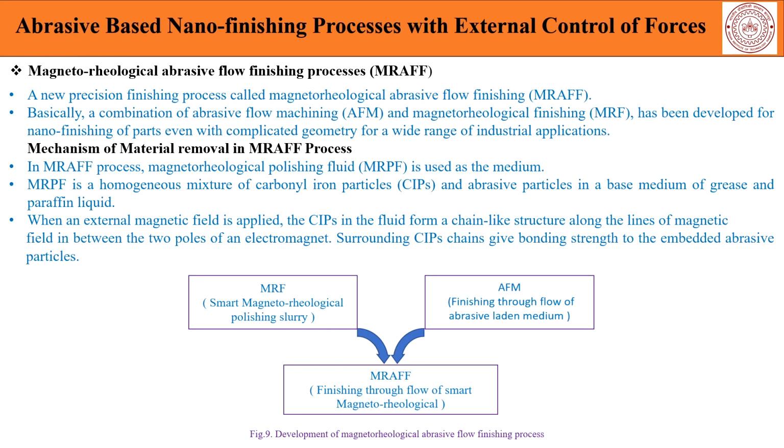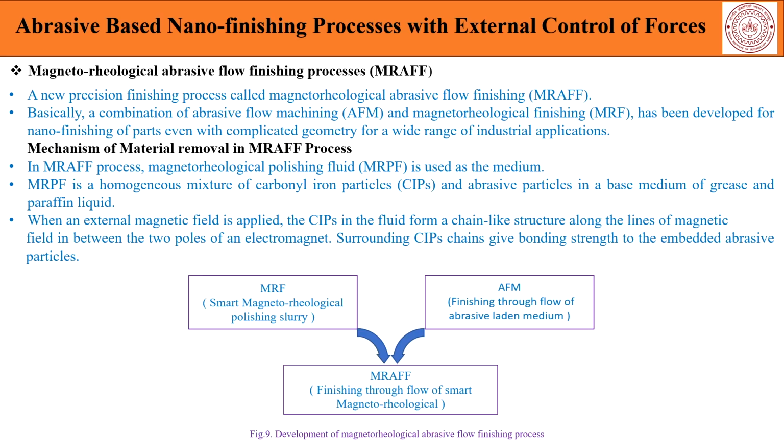Let us now look at the other side, which is where you can tailor the external forces, control the external forces through some associated change in the environment. One such change in environment could be magnetically assisted. There can be a change in the magnetic field, because of which there can be a possibility of the medium viscosity, the apparent viscosity, to suddenly change. Such processes are called magnetorheological abrasive flow finishing processes. We otherwise call it, in condensed form, MRAFF. Now, this is a very new precision finishing process.